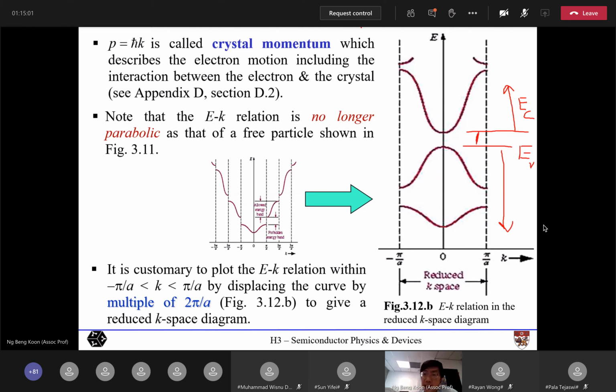In fact, if you look at this EK relation, it's no longer a purely parabolic relation. It's a funny parabola, especially near this region. It's still about a parabola, but as you go higher up, it curves differently. It's no longer the nice parabola that you will see, but nevertheless, near the band edges, it's approximately parabolic.